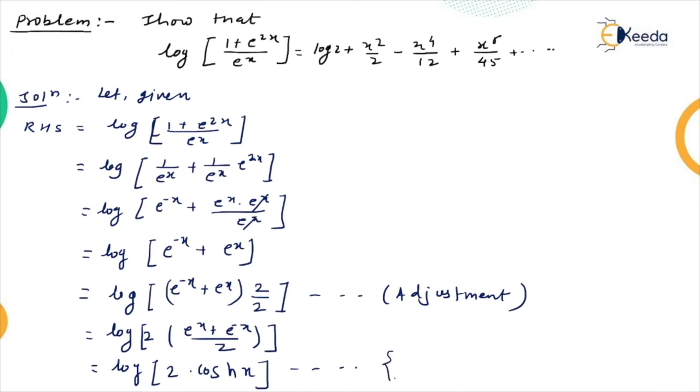What is the reason for that? You know the definition of cos hyperbolic x: cos hyperbolic x can be written as e to the power x plus e to the power minus x, divided by 2, and this is the formula for cos hyperbolic x. So now let me start. Your RHS is clearly log of 2 into cos hyperbolic x.